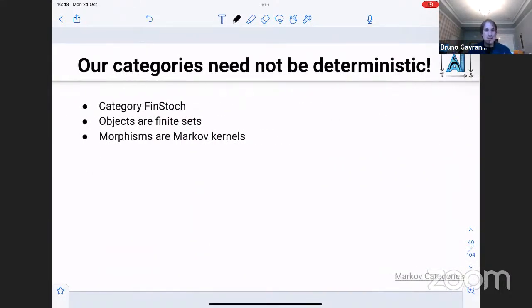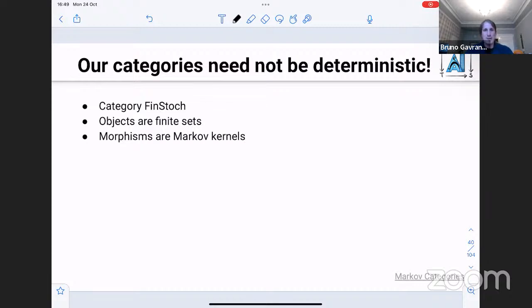One other example is the category of Markov kernels, which you might know about. I'm going to introduce this category quite briefly right now, just for two reasons. First of all, to show you that in category theory, we can have non-deterministic structures. But second of all, to show you how this is going to be quite relevant later on when we talk about bidirectional transformations.